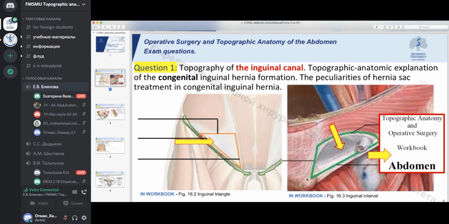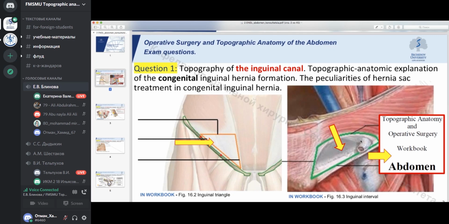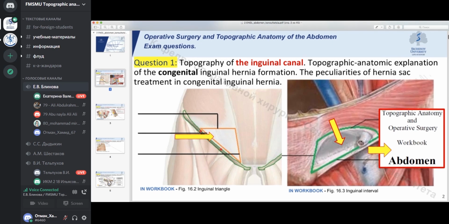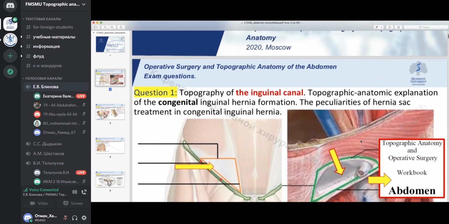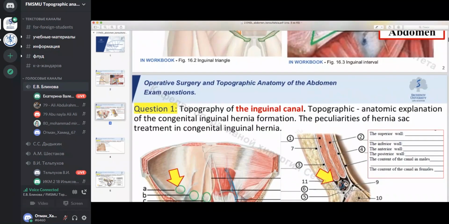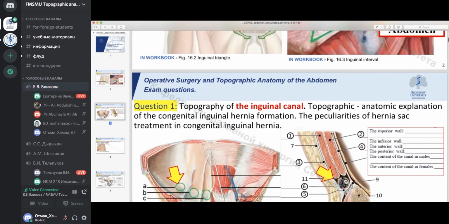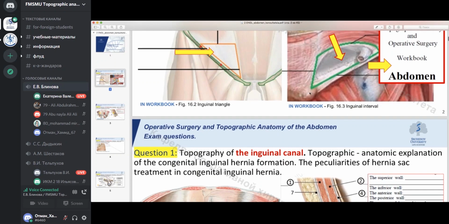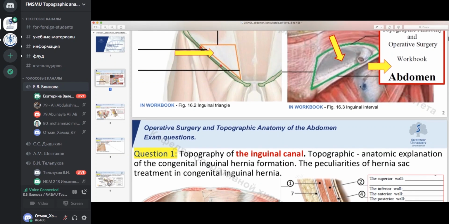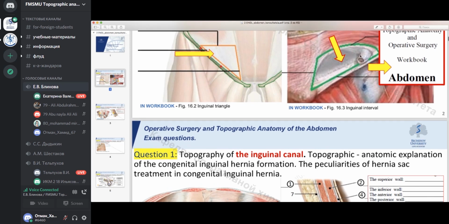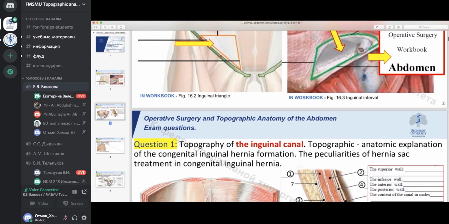There are two rings, the external ring and the internal ring. The internal ring is a defect of the transverse fascia. The external ring is where the aponeurosis of the external oblique muscle divides and attaches to the pubic symphysis and pubic tubercle. The male inguinal canal contains the spermatic cord and ilioinguinal nerve, and the female, the round ligament and the same nerve.